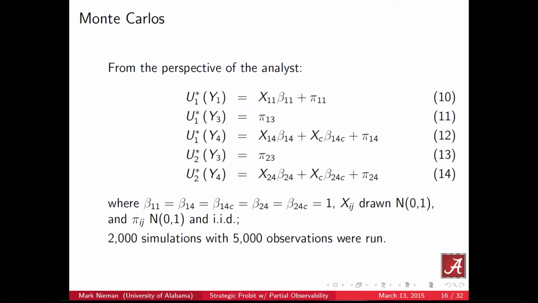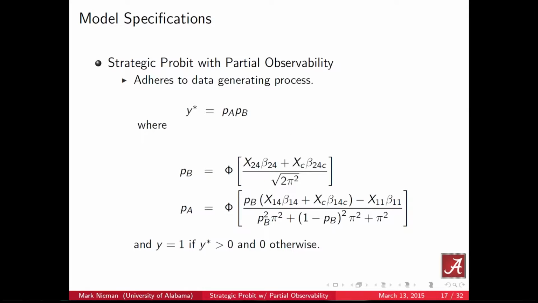In each case, the true beta is going to have a value of 1. The x's are drawn from a standard normal distribution, as are the unobserved outcomes. I run 2,000 simulations with 5,000 observations each in the Monte Carlos.